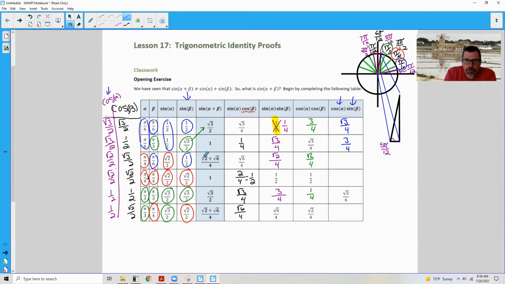Square root of 2 times 1, square root of 2. 2 times 2, 4. Square root of 2 times the square root of 2 is 2. 2 times 2 is 4. That equals a half. 1 times root 3 is the root 3. 2 times 2 is 4. 1 times the square root of 2 is the square root of 2. 2 times 2 is 4. Okay, so you completed the table.